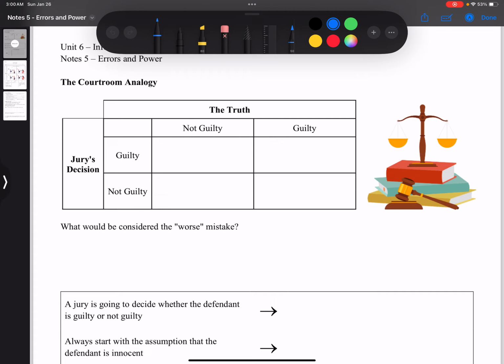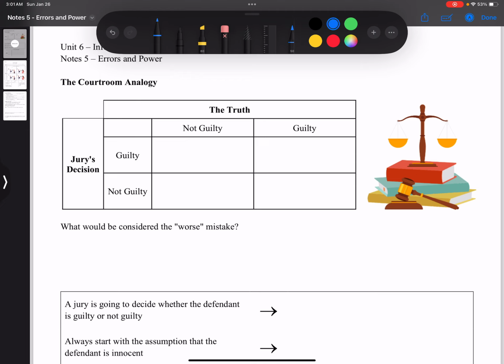Say you're in a courtroom, you're on a jury, you've heard the arguments, and now you've gone back to deliberate, and you have to make a decision about guilty or not guilty. Okay, so there are two different situations. We're looking at the truth, so this is what actually happened. That is either the person is not guilty or guilty. And then the jury will make a decision of their own, whether it's guilty or not guilty.